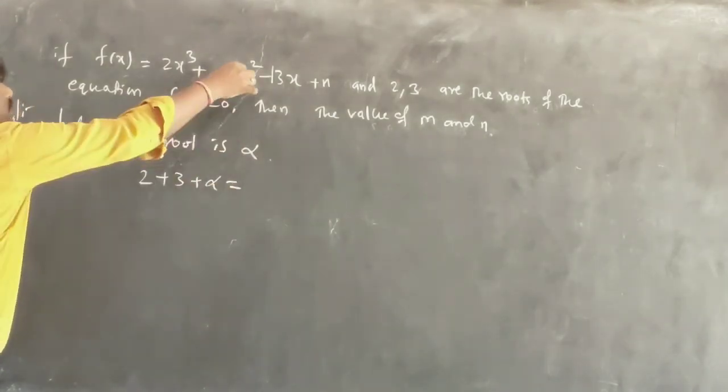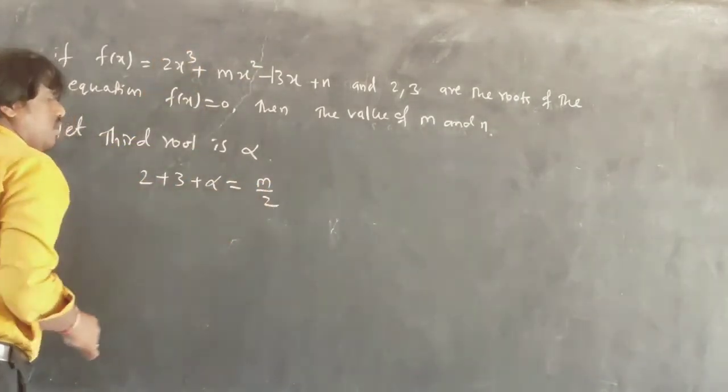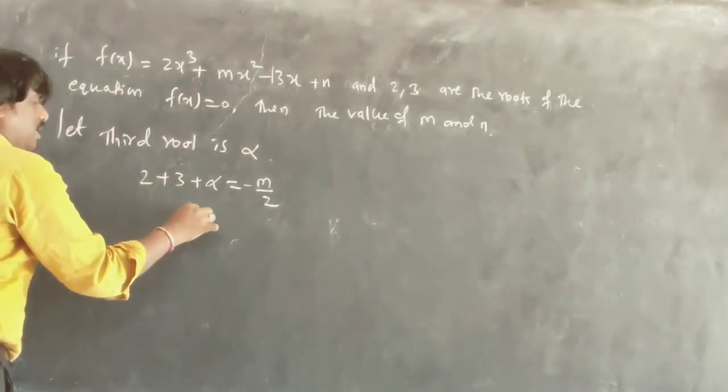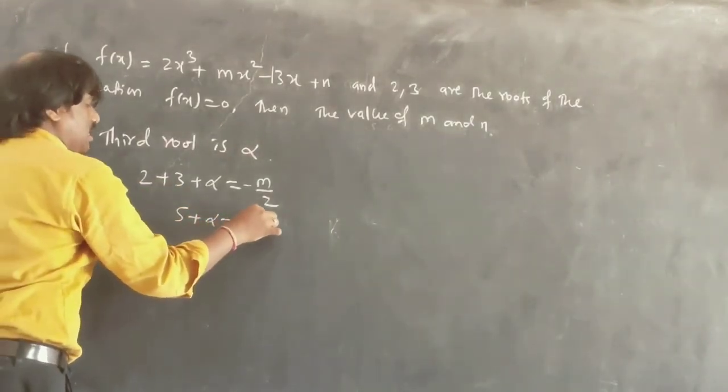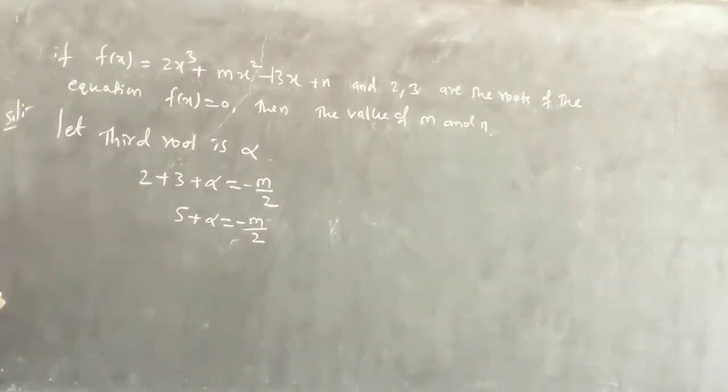Sum of the roots will be minus b by a, that is minus m by 2, correct? That is 2 plus 3, 5, 5 plus alpha is equal to minus m by 2. This is what I am getting for the sum of the roots.